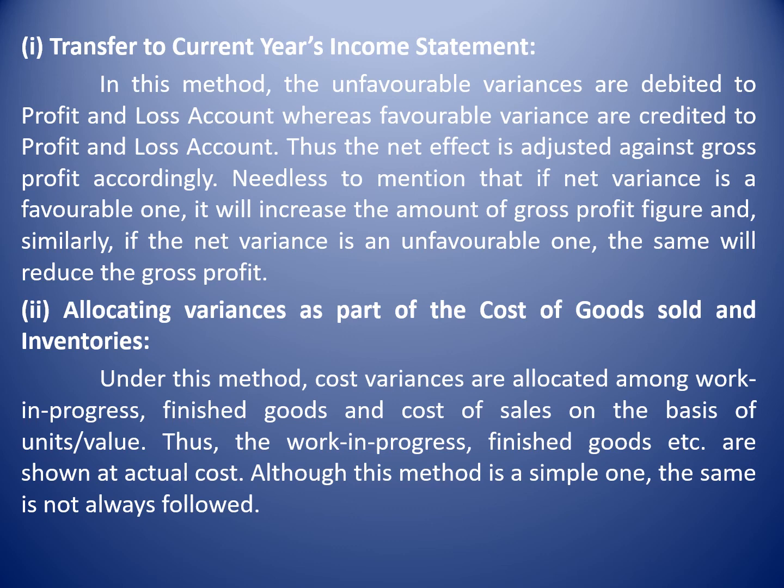Second explanation is allocating variances as part of the cost of goods sold and inventories. Under this method, cost variances are allocated among work in progress, finished goods, and cost of sales on the basis of units of value. Thus, the work in progress, finished goods, etc. are shown at actual cost. Although this method is a simple one, the same is not always followed.